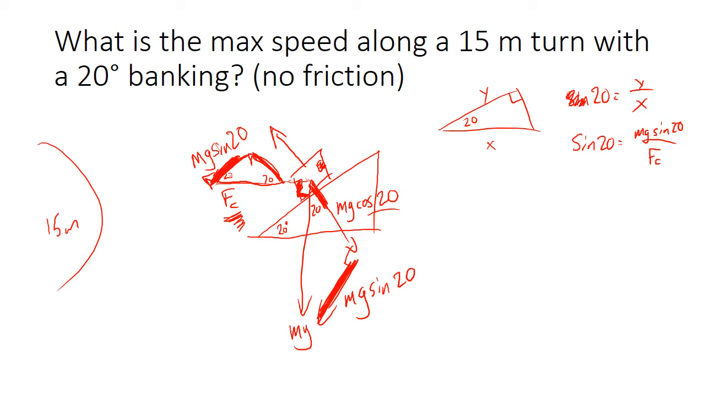Hold on. This is a cosine. I promise I've done trig. Anyways, so solving for FC is going to equal mg sine 20 over cosine 20. And we just type this in the calculator. And if you really want to be fancy, mg tan 20. Alright?